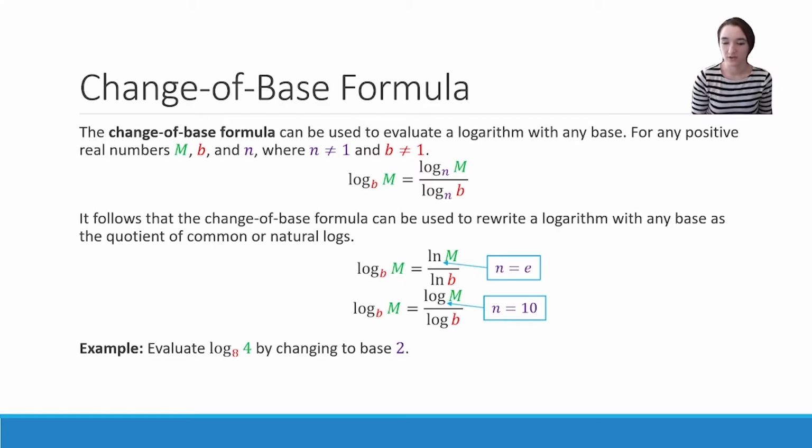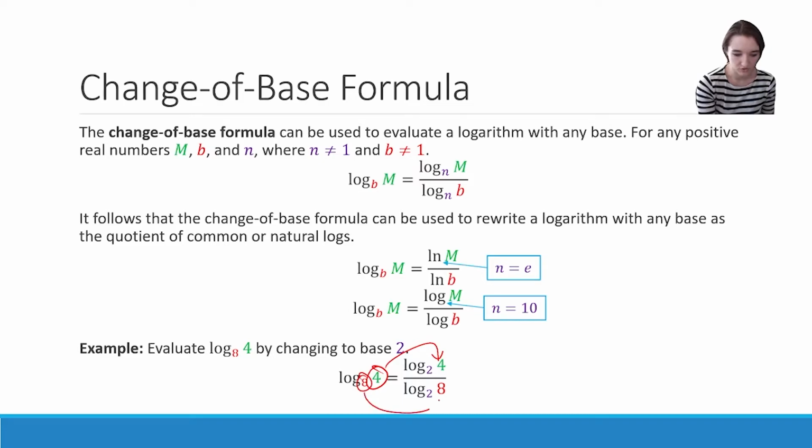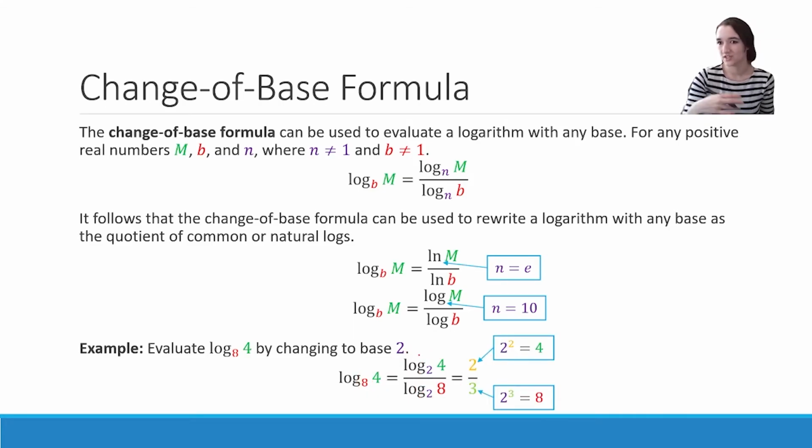If you're asked to evaluate, for example, log base 8 of 4 by changing to base 2, we can do the following. When I look at log base 8 of 4, I might not necessarily know what it is. I know 8 and 4 are vaguely related, but how? Now, if I change them into log base 2 of 4 and log base 2 of 8, so I just take our m right here, and then our original base right here, and I've changed the base. These are both things that you should know how to evaluate by changing into exponential form.